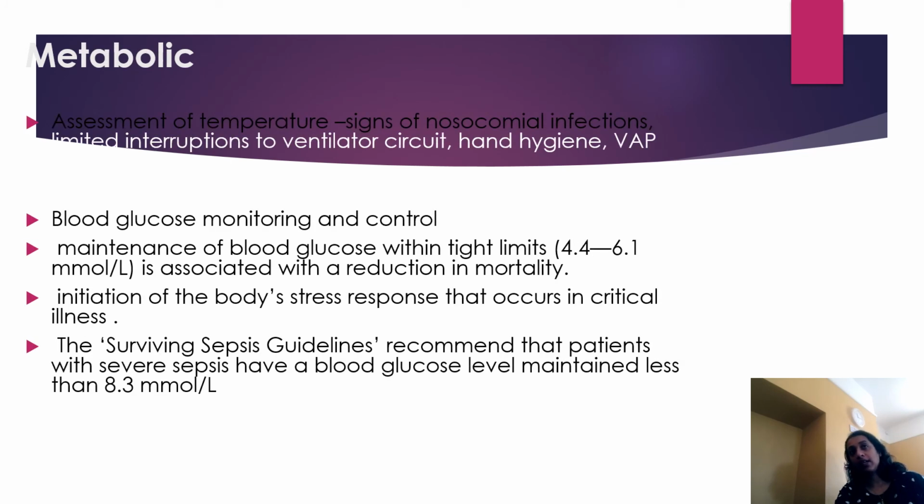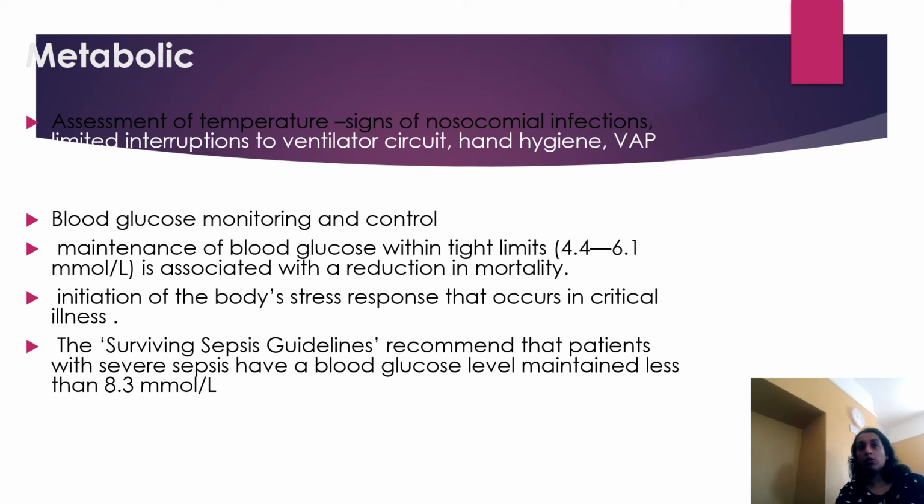So next we move to the metabolic system. So again it comes the temperature, because it's an integral part to know that the patient is having any infection. So all the infection control measures, how you will monitor, how you will take care of the ventilator circuit, prevent it from limited interruptions of the circuit, hand hygiene, the VAP bundle.